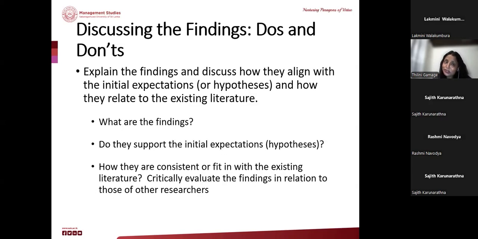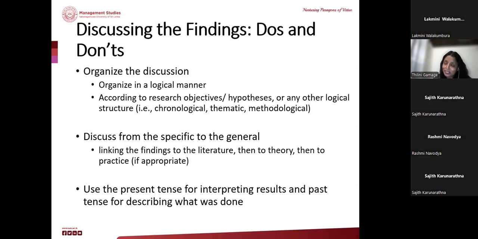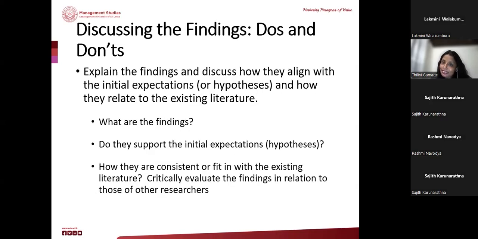So let me show you, there are a few more points to go. As I have highlighted, we are still talking about how you should discuss the findings, what are the things that you should do, and what are the things that you should not. So when you interpret your findings, you need to always discuss how they align with your initial expectations.